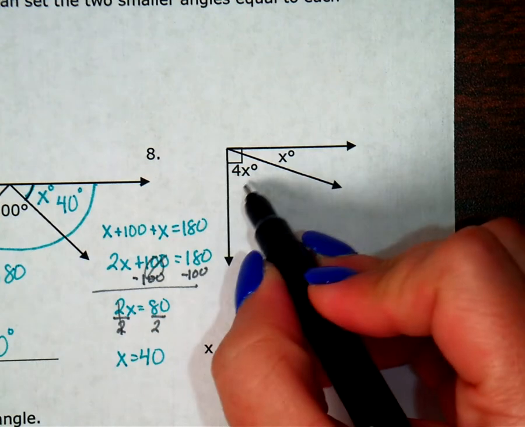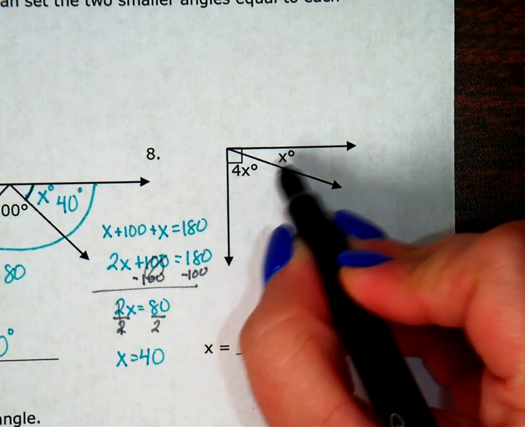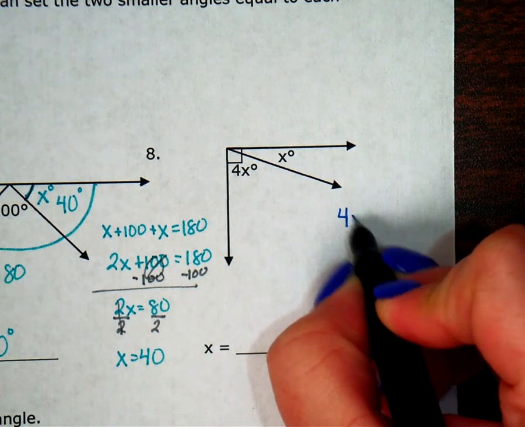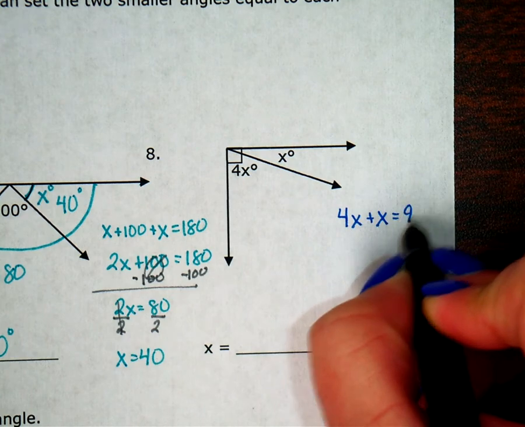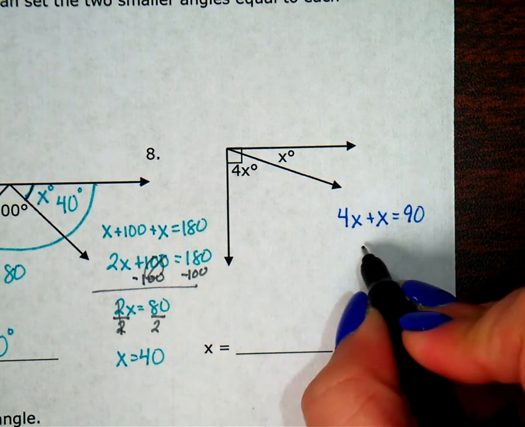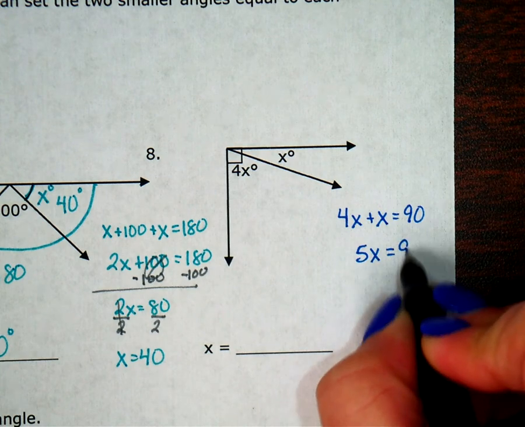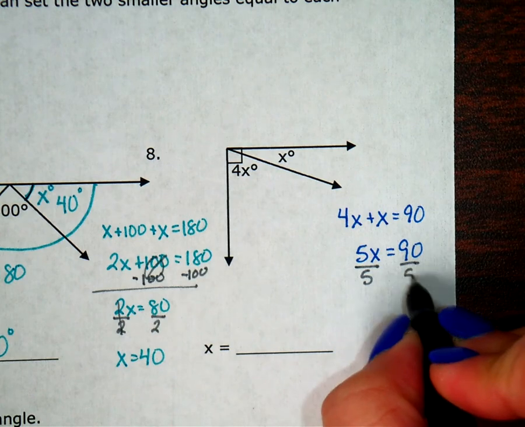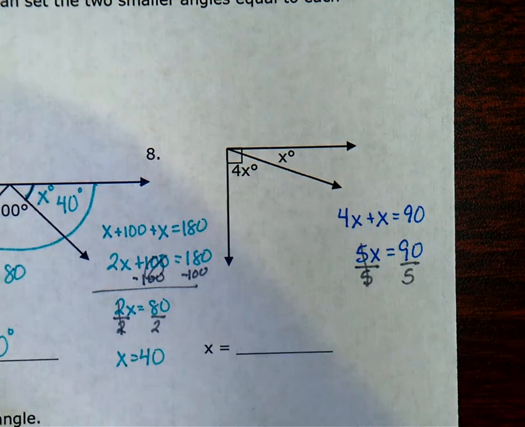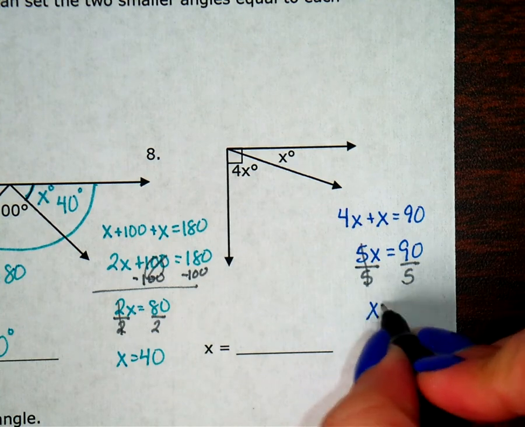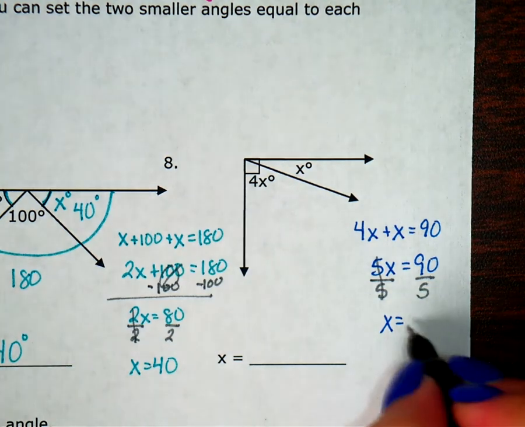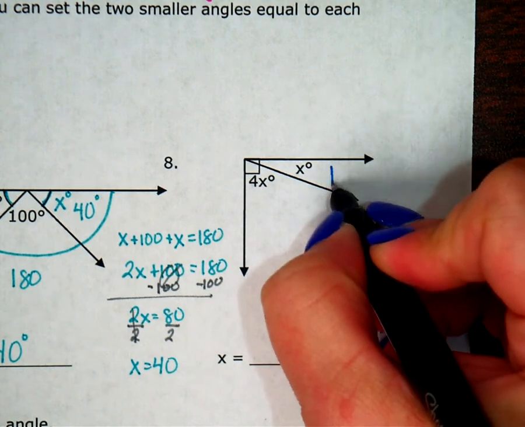Instead, I need to realize that my two adjacent angles add up to make the complementary total of 90 degrees. So my 4x plus my x make 90 degrees. Okay? 4x plus x is 5x, and that equals 90 degrees. I'm going to use my division property of equality to eliminate the 5 in front of the x, or to reduce it to 1. X equals 90 divided by 5 is 18. Just checking my math. Yep, 18. Okay, so I know this angle is 18 degrees.